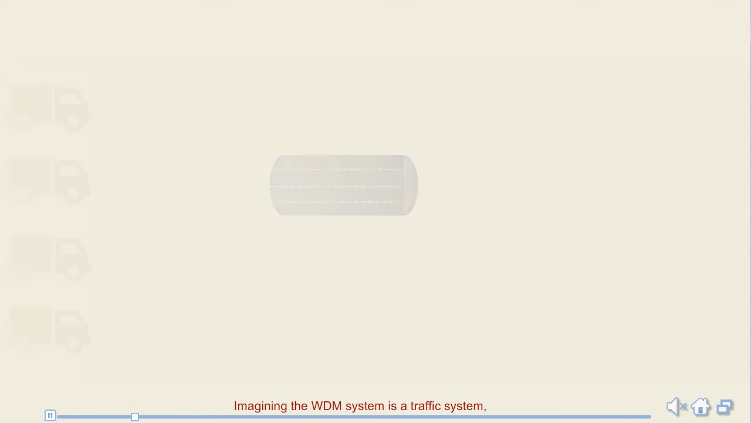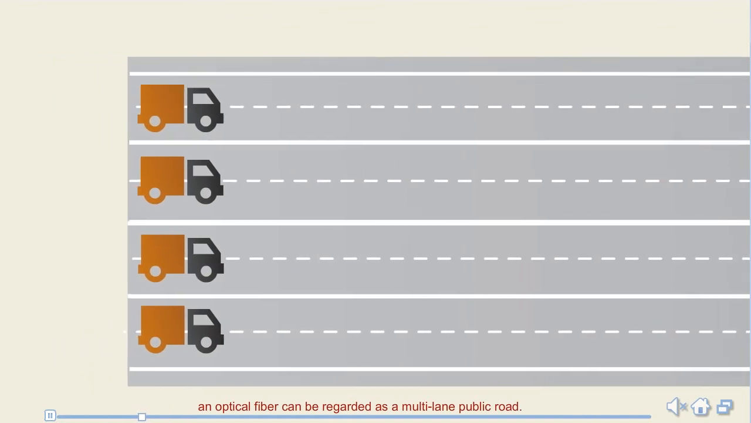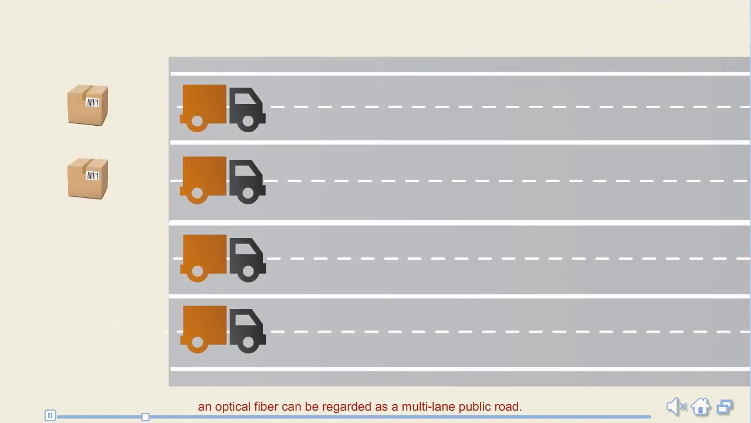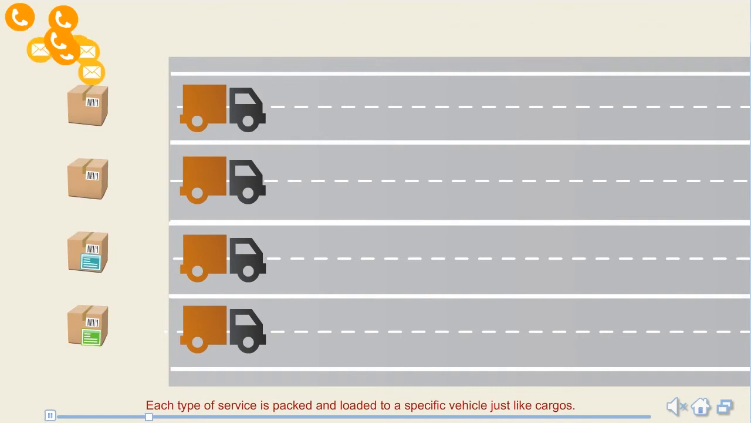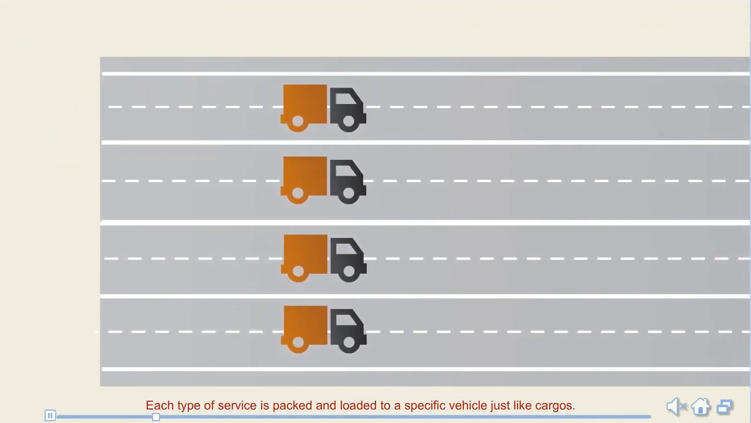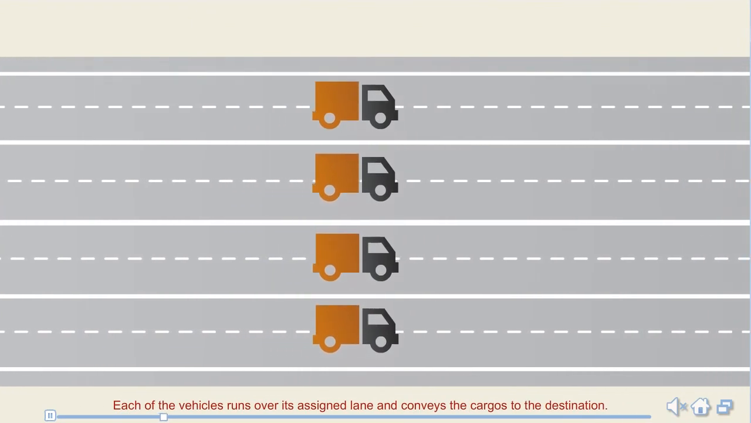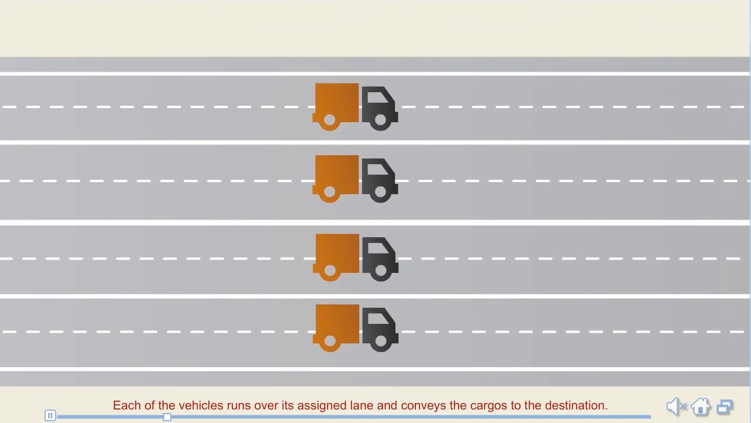Imagine the WDM system is a traffic system. An optical fiber can be regarded as a multi-lane public road. Each type of service is packed and loaded to a specific vehicle, just like cargoes. Each of the vehicles runs over its assigned lane and conveys the cargoes to the destination.